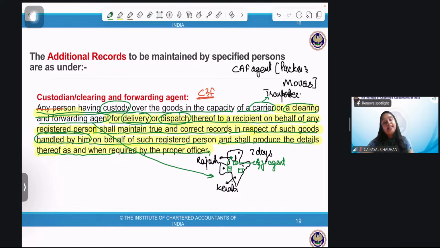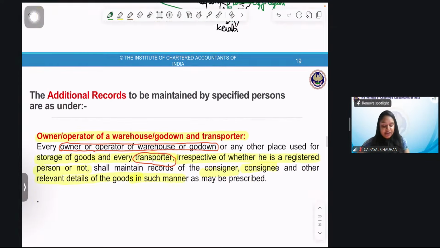In the same way, the clearing and forwarding agent also only handles the goods on behalf of some registered person. Now, Anil, do you remember the difference between the clearing and forwarding agent and the agent? Right? An agent has the authority to conclude orders on behalf of the principal. That's the difference, right?